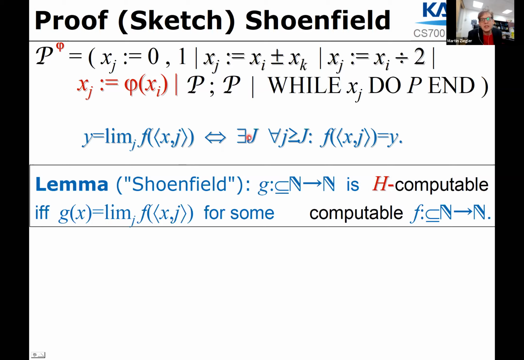Observe, let's fix some value capital J. Then this is a universal quantifier over infinitely many arguments. So can we decide whether this is true? Well, naively, we cannot decide because it requires trying infinitely many values of small j. It requires trying j = capital J, capital J plus 1, capital J plus 2, capital J plus 3, all yielding and outputting the same value y. And this is not possible to decide in finite time because there are infinitely many values to test.